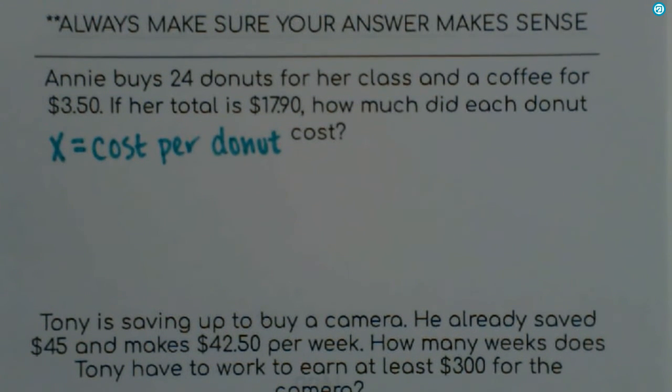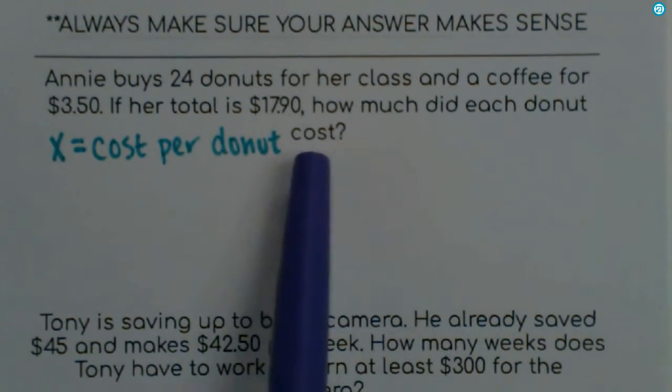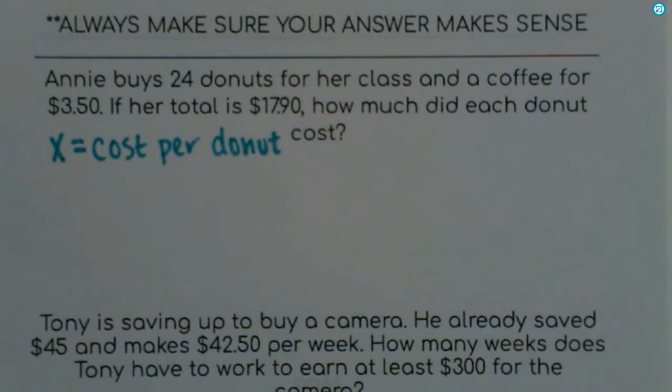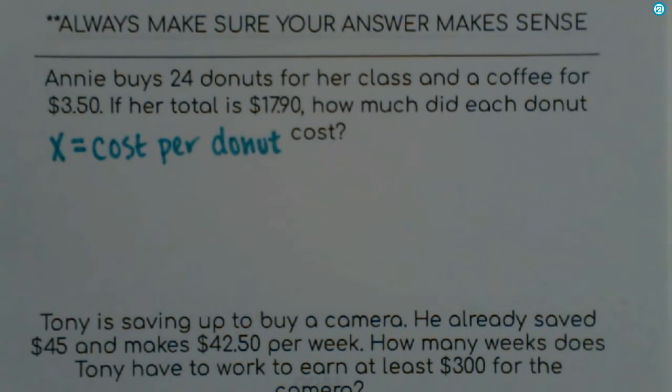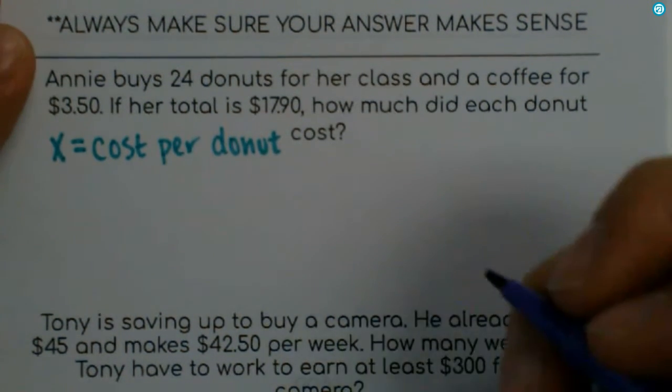Okay. Anywho, we are now going to write an equation. So, with the word cost per donut, we know that she's buying 24 donuts. So we know that her total is $17.90. So I'm going to go ahead and put that on first. So I'm going to put equals 17.90.